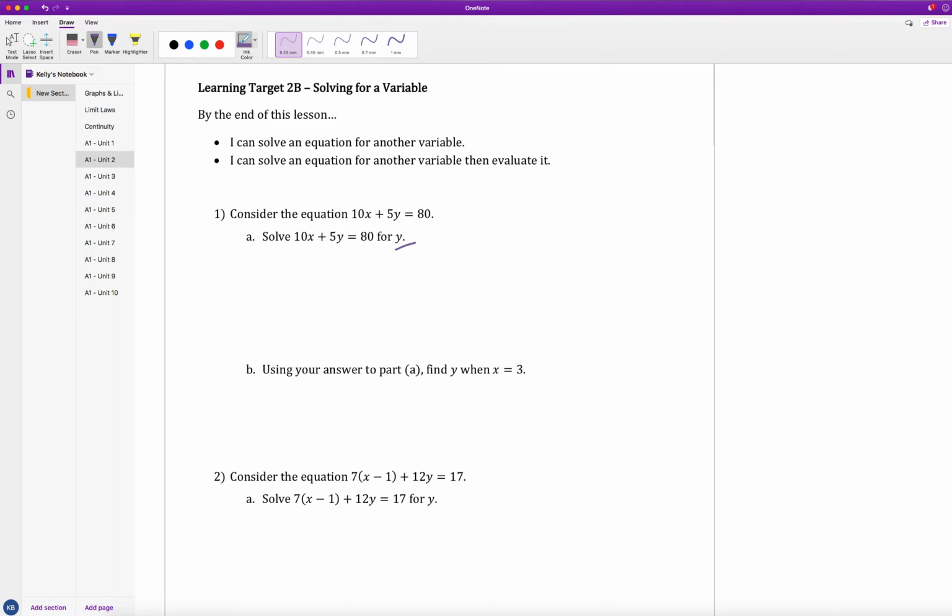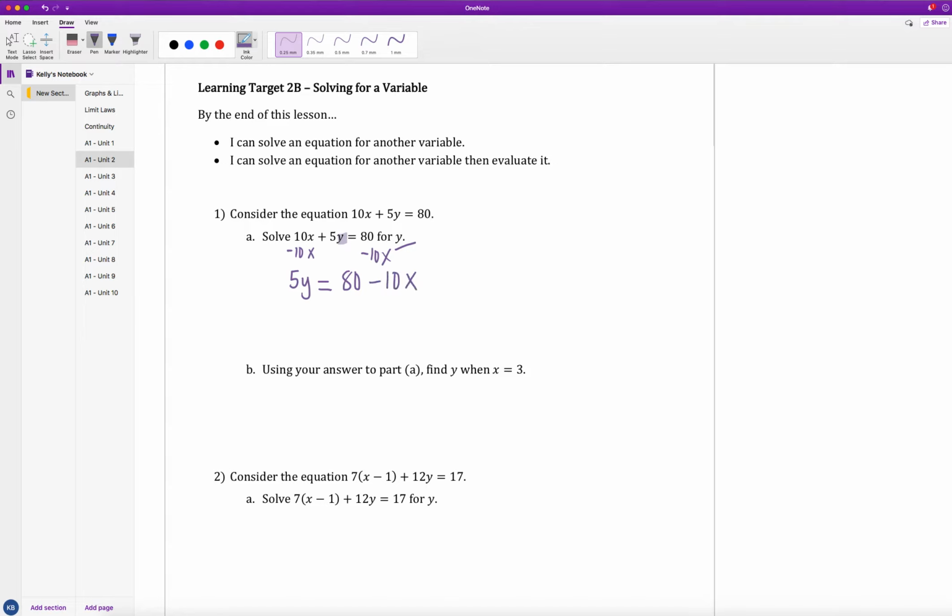So our goal will be to isolate this y by getting everything else to the other side and getting the y by itself. To do that, the first thing I have to do to get it out of the way is subtract the 10x from the left side, which means I have to do it to the right side. So on the left-hand side, I'm left with just 5y equals, now on the right-hand side, I have 80 minus the 10x. I can't combine these because these are not like terms.